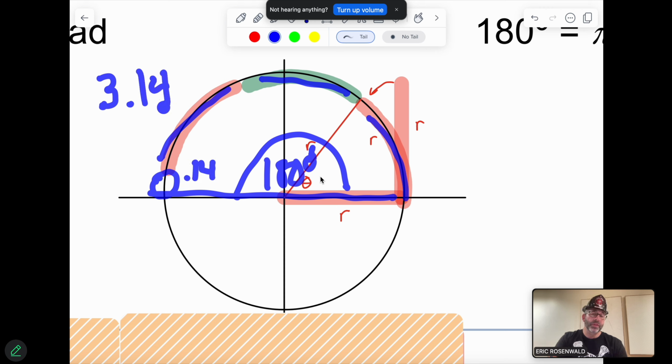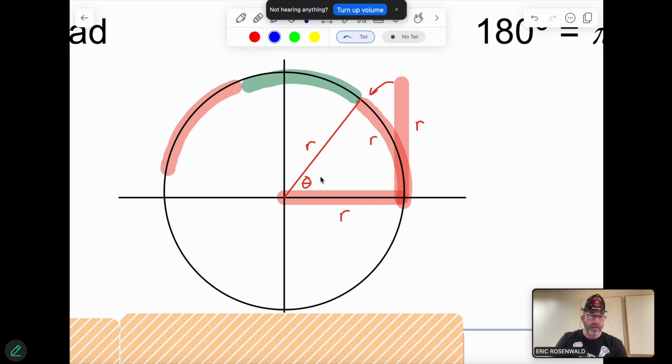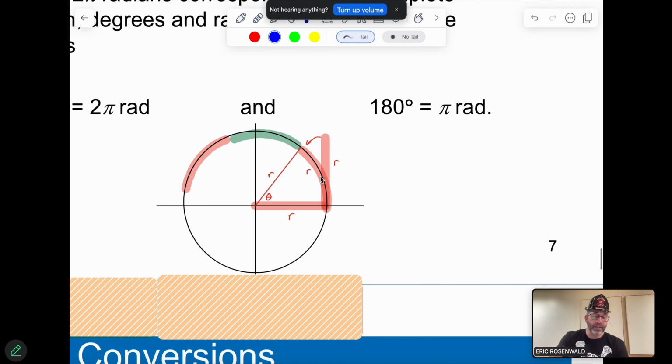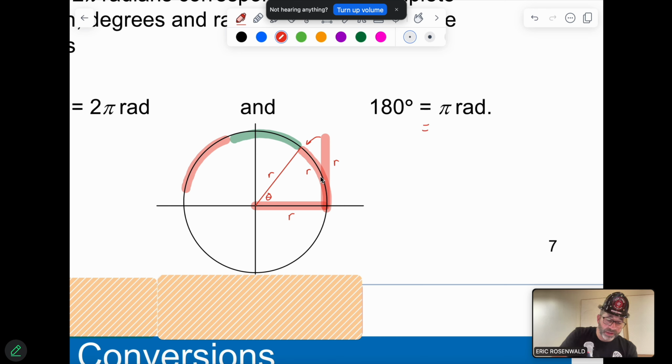That means that when we look at a circle in 180 degrees, there are pi radians. 180 degrees is the same as saying 3.14 radians. Okay, but we just use pi to represent that number, right?